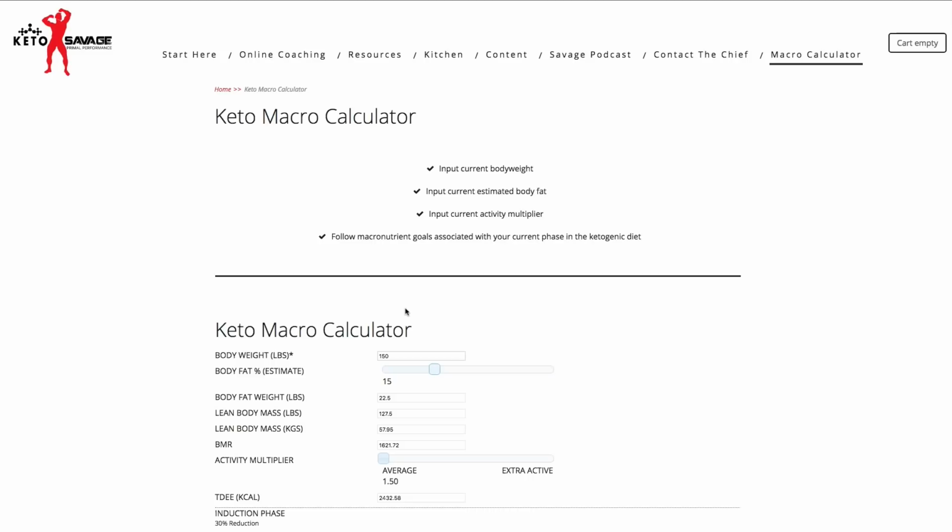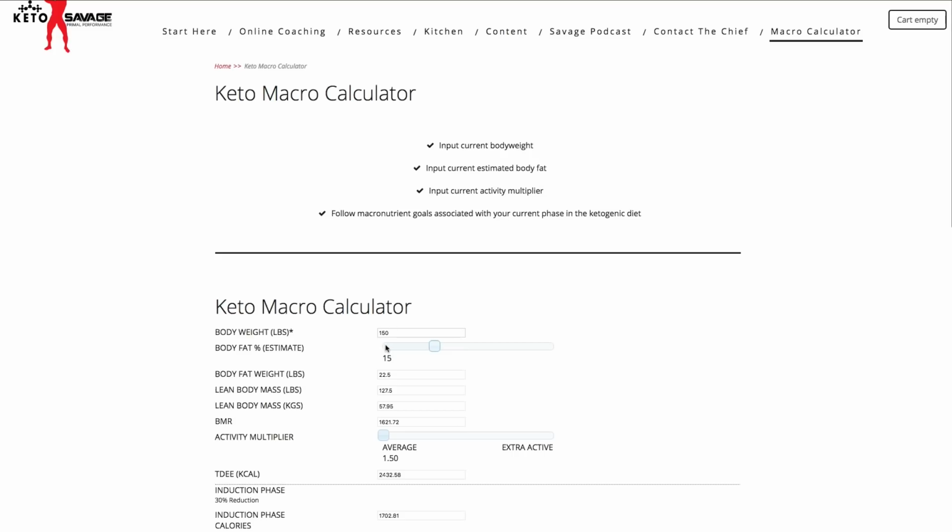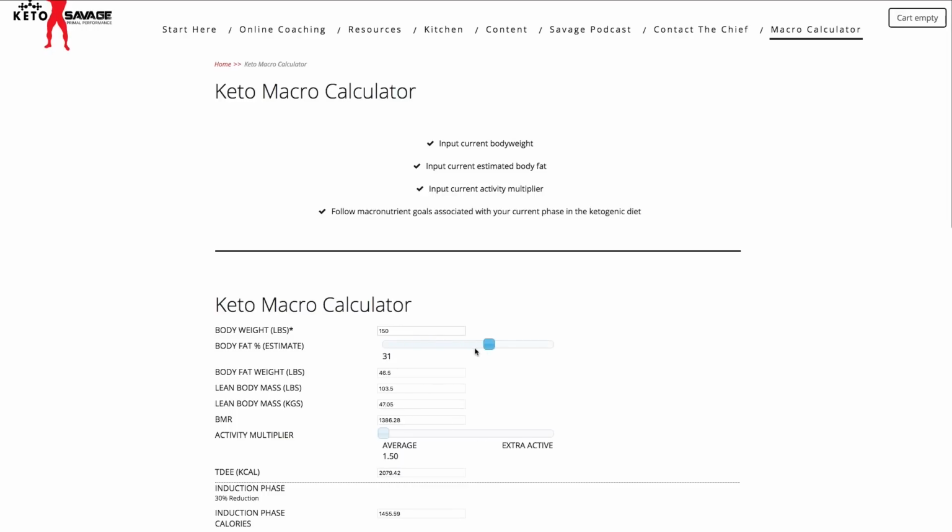If you don't know what your ratios and you don't know what your caloric intake is, then I highly encourage you to use this macro calculator to get a baseline established. We'll use a hypothetical example here. We'll say we have a gentleman that's 150 pounds and we'll say he's about 15% body fat. This is a sliding scale here. So we'll say he's about 15% body fat.